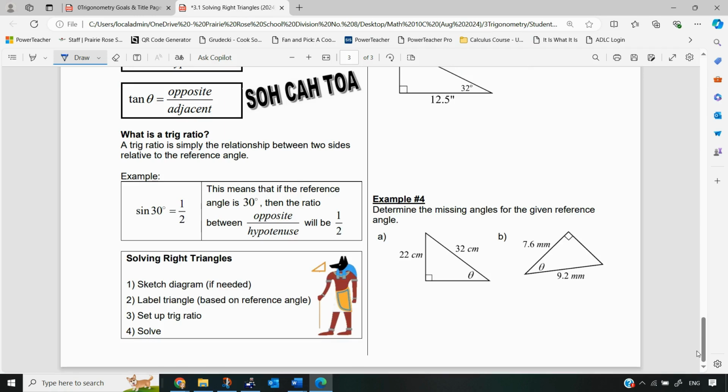Believe it or not, you now have all of the tools that you need in your toolkit to solve problems for trig. Everything else that we do for the rest of this unit is going to be application. So how do we go about solving right triangles? First of all, if it's a word problem and you don't have a diagram, you're going to need to sketch your diagram. Second, you're going to label your triangle, and you're always labeling based on your reference angle. Step 3 is set up your ratio, and number 4 is to solve. So it's going to be label your triangle, set up your ratio, solve, over and over and over. Label your triangle, set up your ratio, solve.